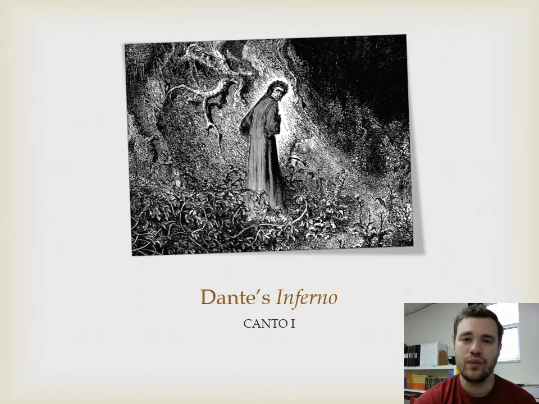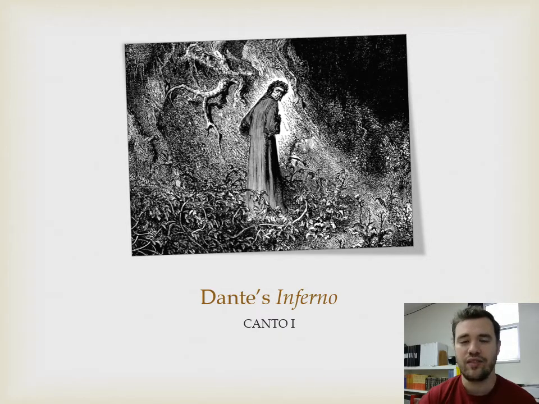So let's start with Canto 1, where we find Dante in the dark wood of error. He sees the right path up ahead, but there's a steep hill in his way and he can't climb it, and there are animals who keep driving him back into the dark wood of error, and he can't really find his way out.